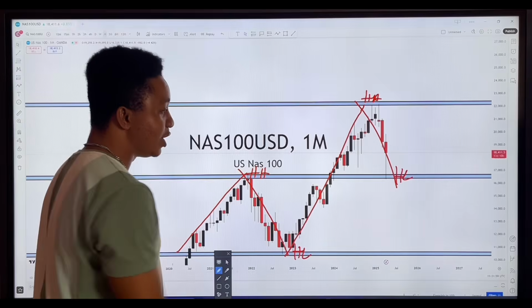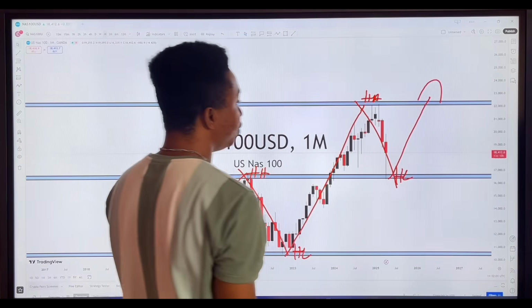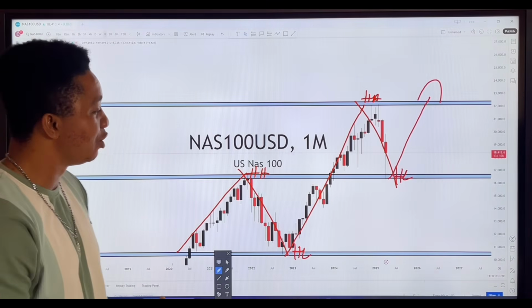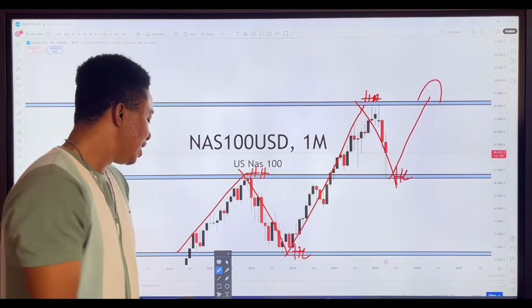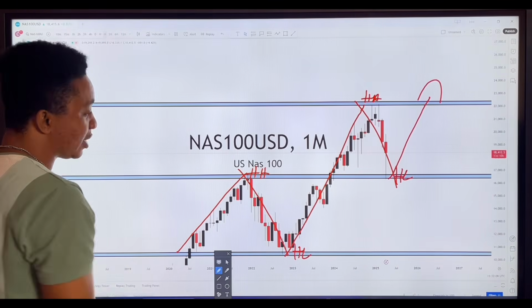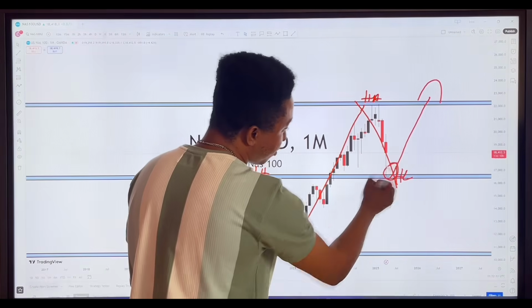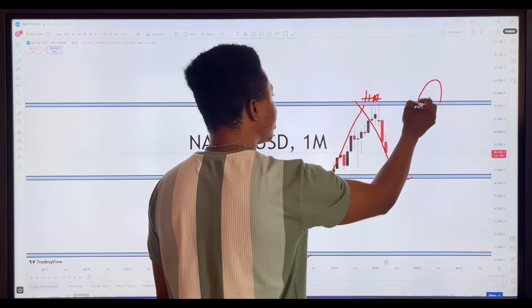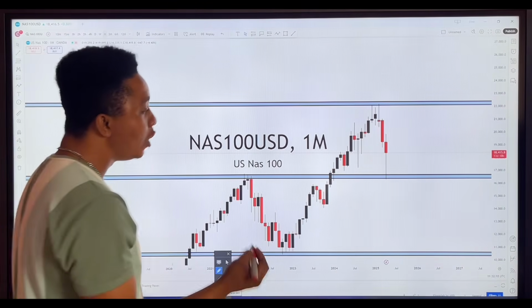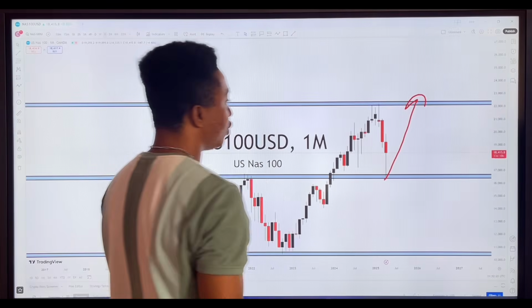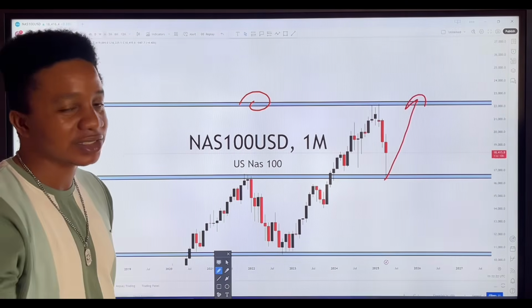Where do you think price should go next? Technically, price should be moving all the way to the upside. So in the monthly time frame, it is very clear that the overall direction is to the upside. Now, once you understand the overall direction, what are we going to do? We're going to be looking for buying opportunities from here, which will push us all the way to the upside on Nasdaq. So on Nasdaq, we are looking for what? Only buying opportunities to take us all the way to the next monthly resistance level.